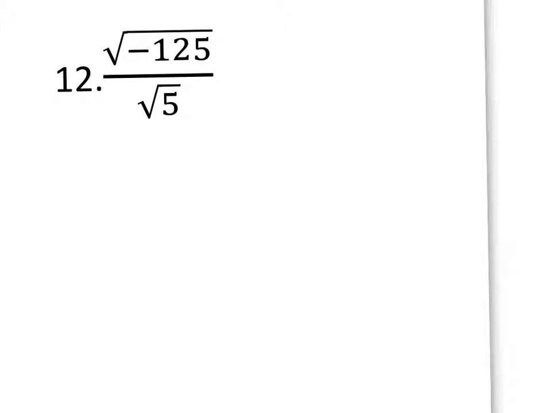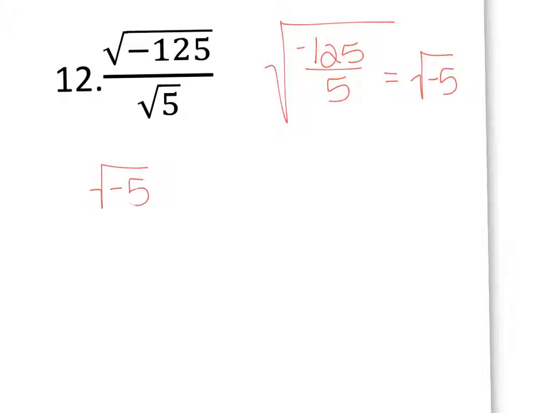All right, let's look at number 12. By rules of rationals, I can put this all under one big fraction. So I have negative 125 divided by 5. Well, negative 125 divided by 5 actually just equals negative 5. So the square root of negative 5 can be reduced with complex numbers. So I have an i square root 5. That's your answer. That's it.